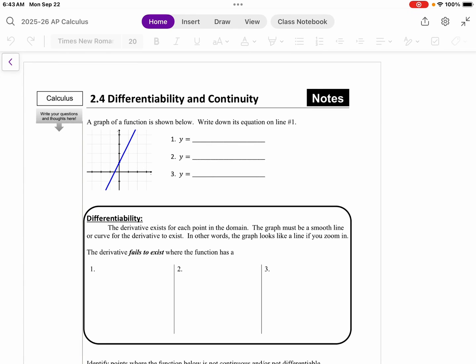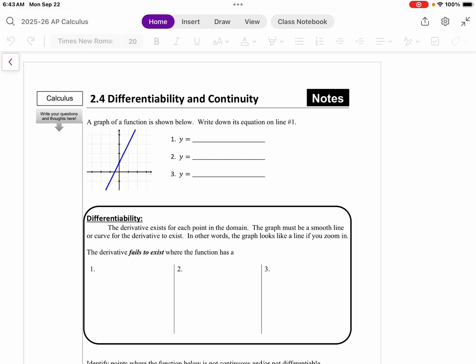All right, so today's lesson is pretty quick. It's on differentiability and continuity. We're learning one of the foundation parts of is a function differentiable? It may be differentiable at certain points, and at other points it may not be differentiable, and that's what we're going to learn about today.